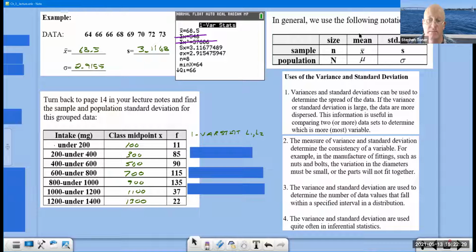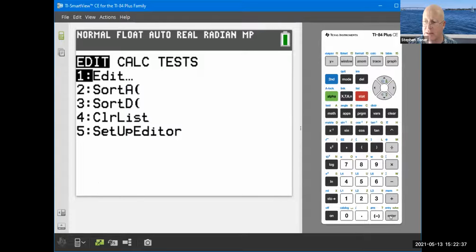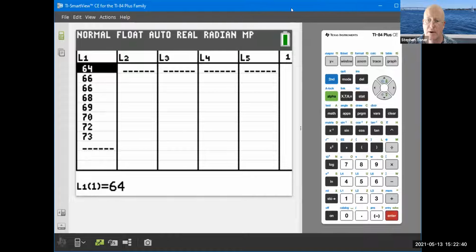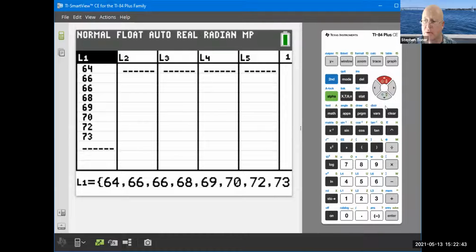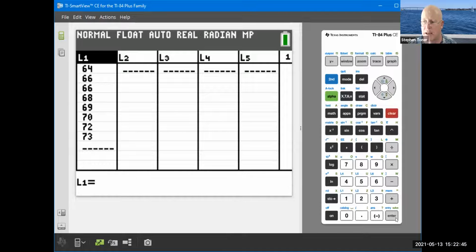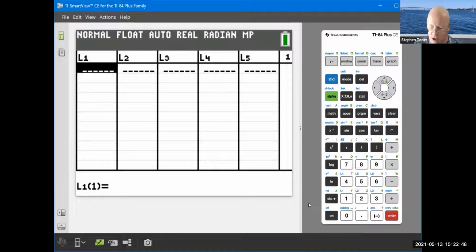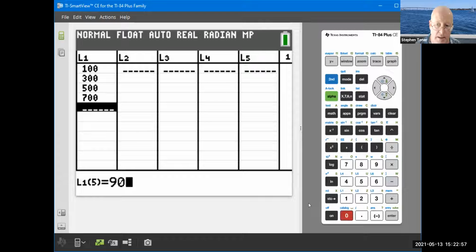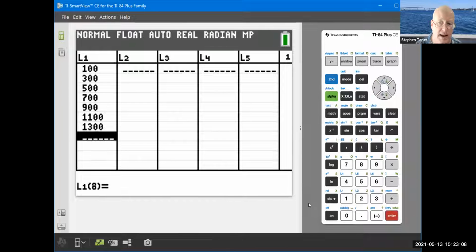And again, it's going to take me a moment to type these values in, but what do we have but time to learn these calculators? So here we go. I'm going into my calculator and I want to get rid of this first column. So I'm going up to the top, I'm hitting clear and enter. Now this first column is pretty easy to type in. It's just 100, 300, 500, 700, 900, 1,100, 1,300, and that's it for the first column.